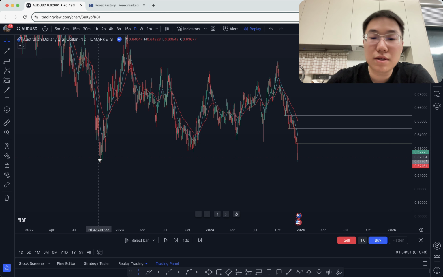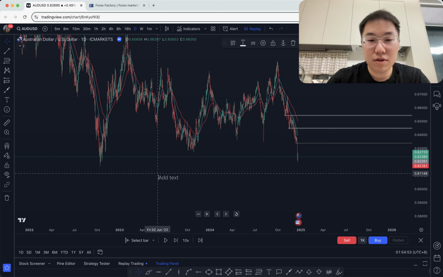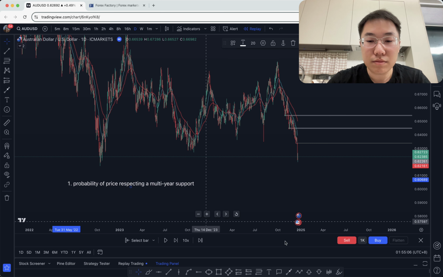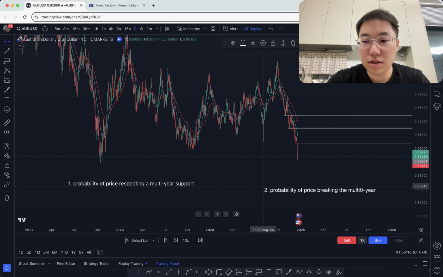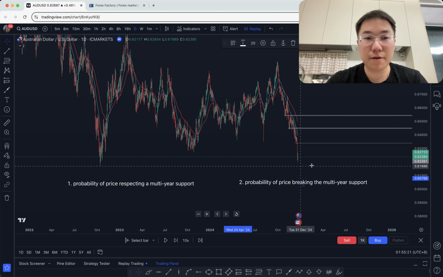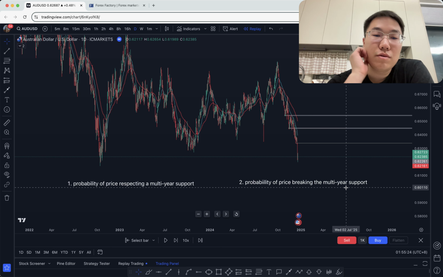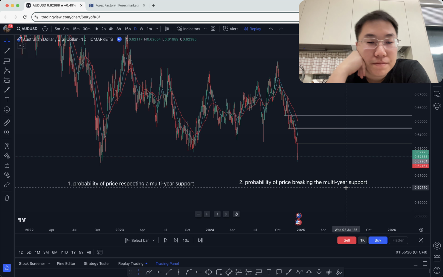The answer is, let me just write it down for all of you. Probability of price respecting a multi-year support, or probability of price breaking the multi-year support. Which one do you think is higher? The answer will be number one.